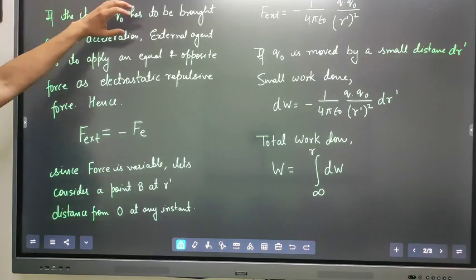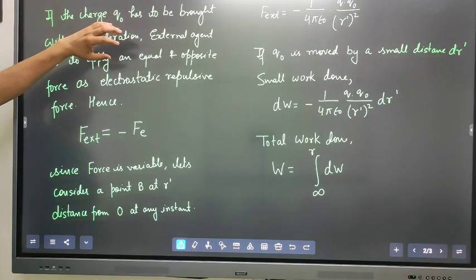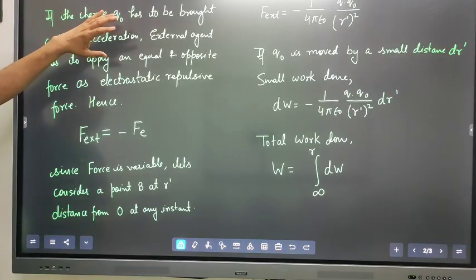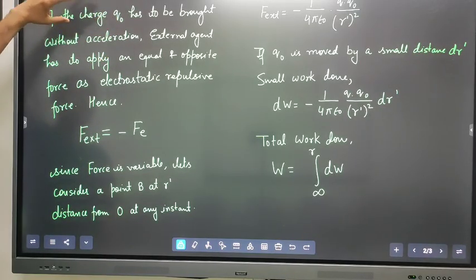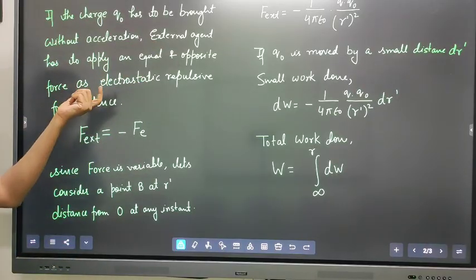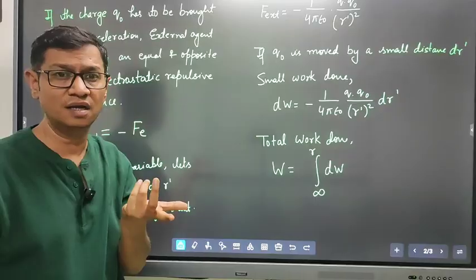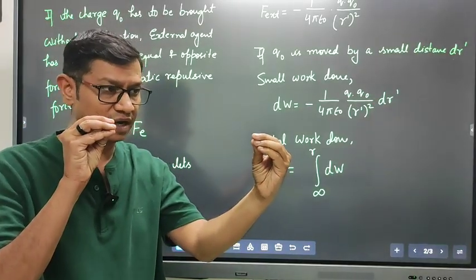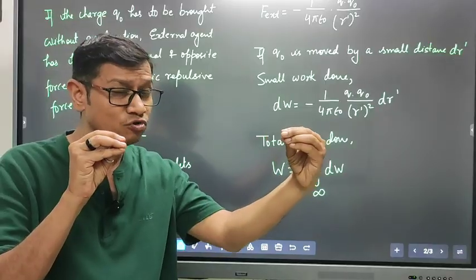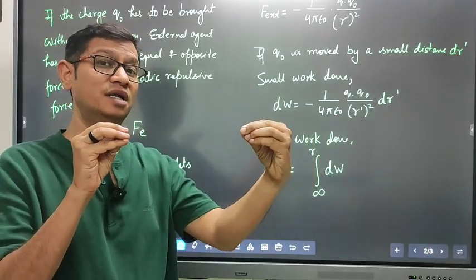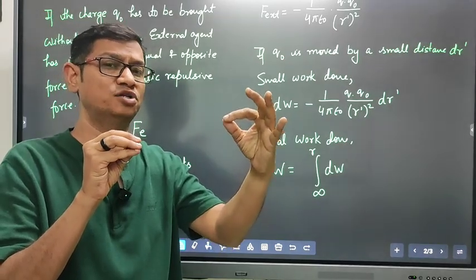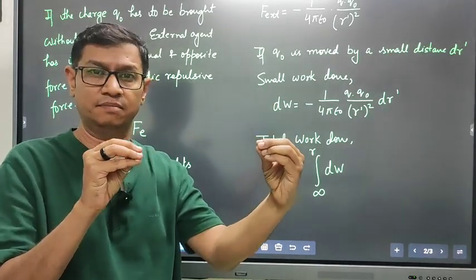So the charge Q naught has to be brought without acceleration, right? It is in the definition. The charge has to be brought very slowly without any acceleration. The external agent has to apply a force equal and opposite to the electrostatic force. As simple as that. Because you have to move this object slowly closer to this. So without acceleration, you just have to match the electrostatic force.